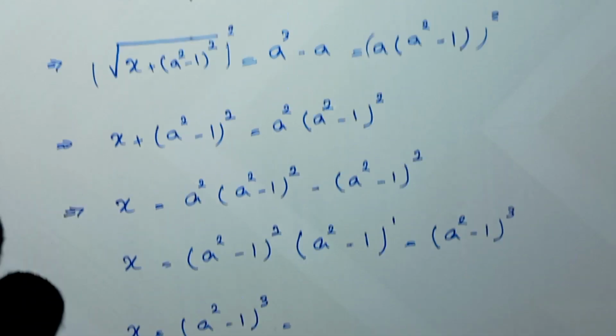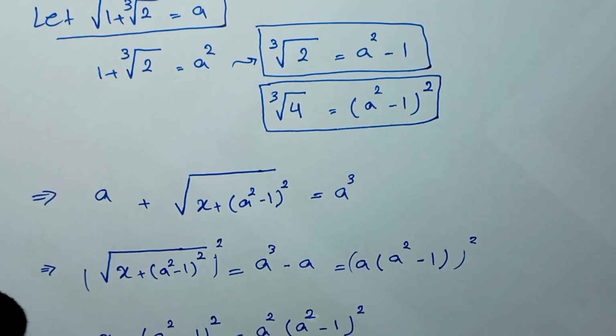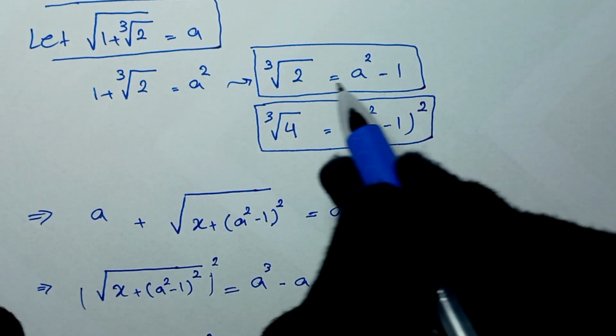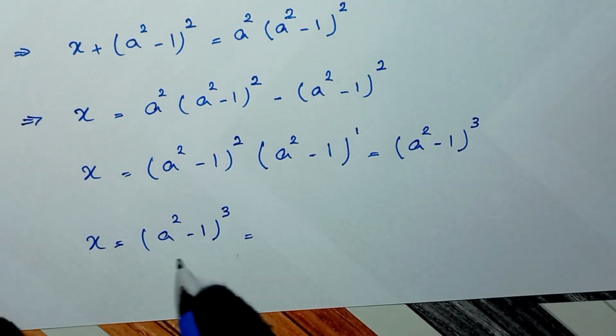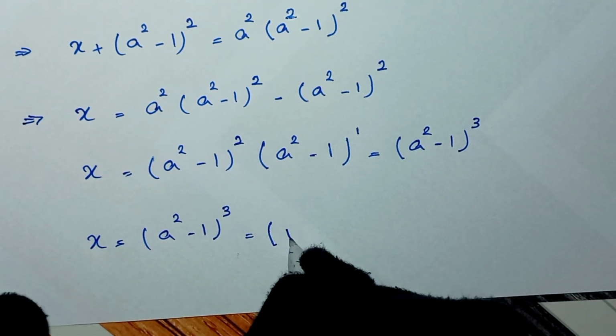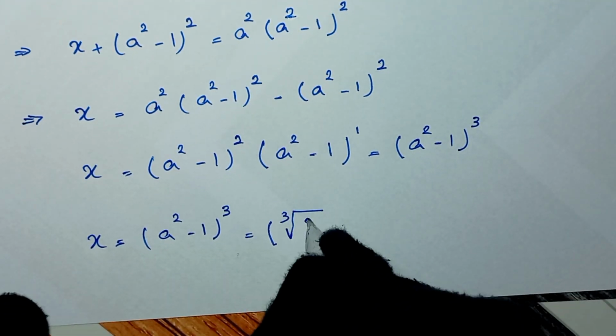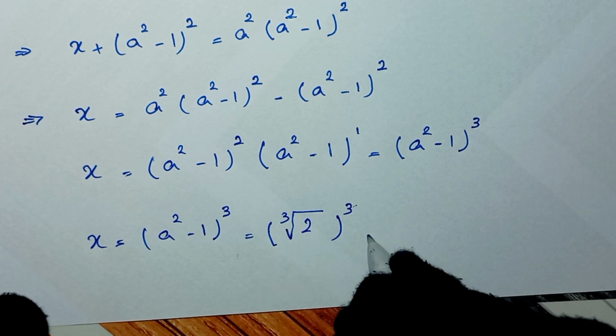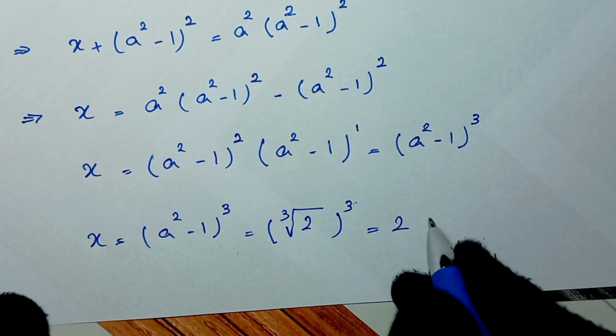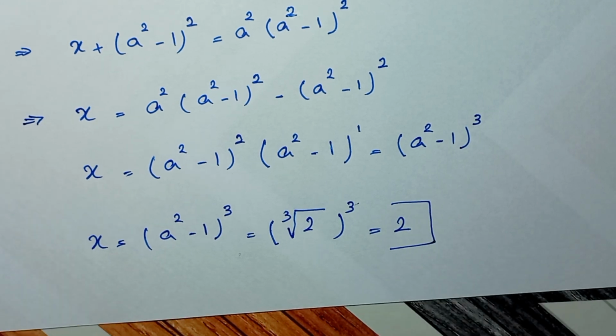And from here, a square minus 1 is equal to cube root of 2. So we substitute in here this as cube root of 2. And to the power of 3, this 3 will cancel this cube root and it will be 2. So this is our final answer.